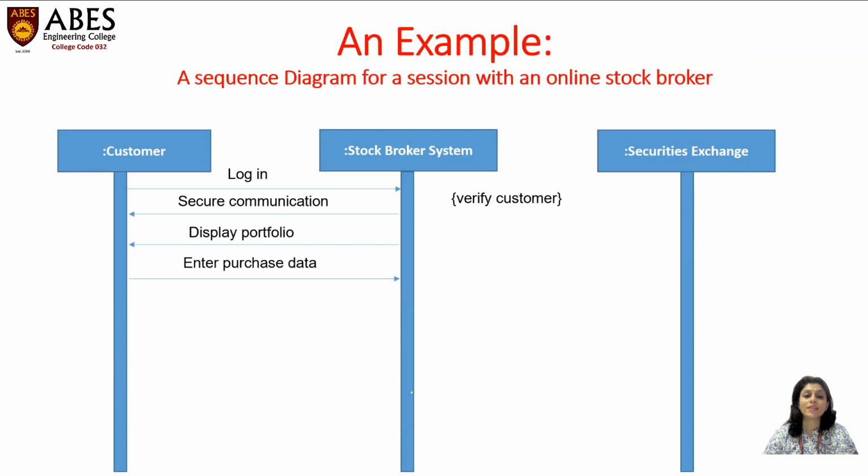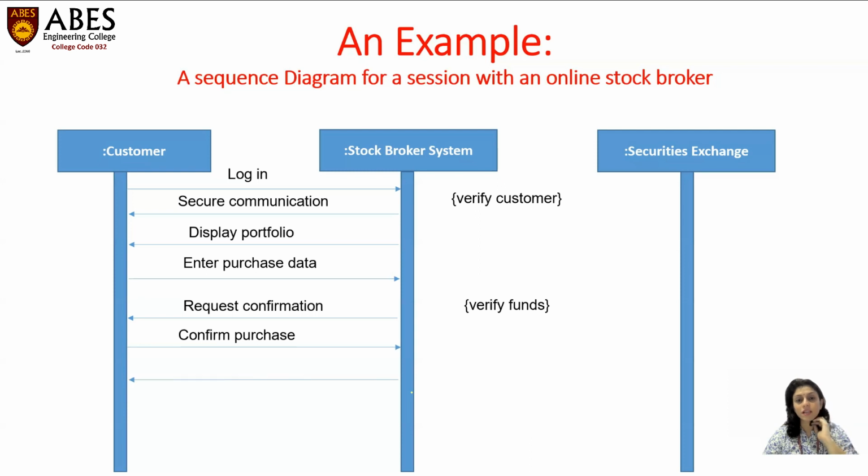Now the customer will enter the purchase data to the stockbroker system. The stockbroker system in turn will verify the funds. If there are sufficient funds for the customer to purchase the stocks, it will reply back as it will request for a confirmation from the customer. When the customer will confirm the purchase, the stockbroker system in turn will display the order number, and as well it will also place the order to the securities exchange.